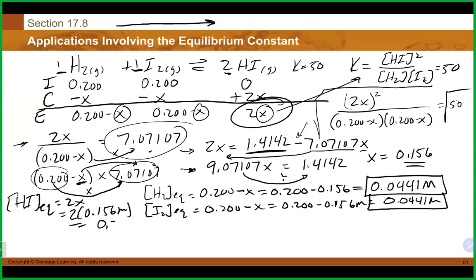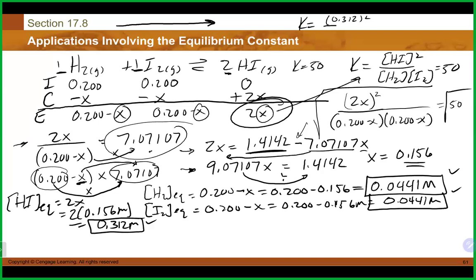Could give us a 0.312 molar as the equilibrium concentration of that guy. Once again here, if you wanted to just double check you didn't mess anything up, you could put all three of these values back into our equilibrium expression.